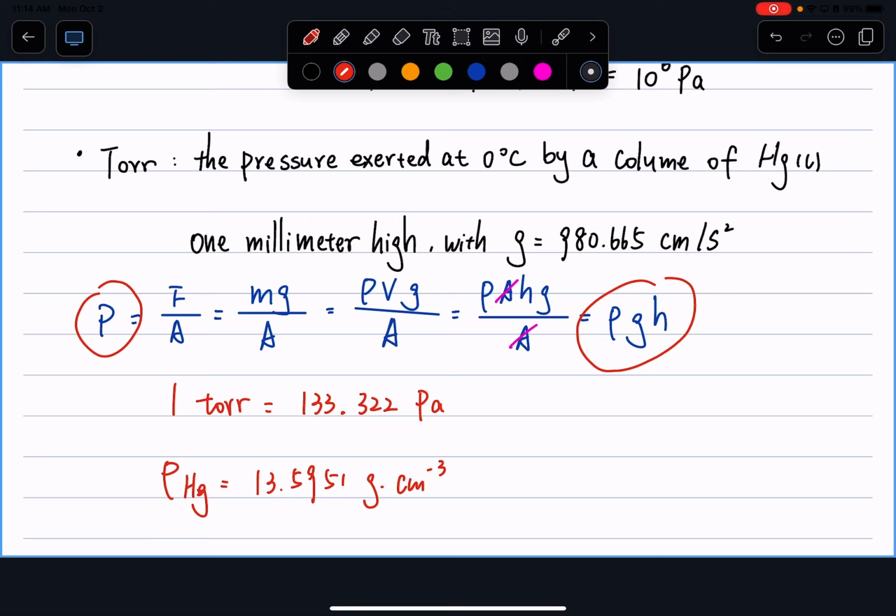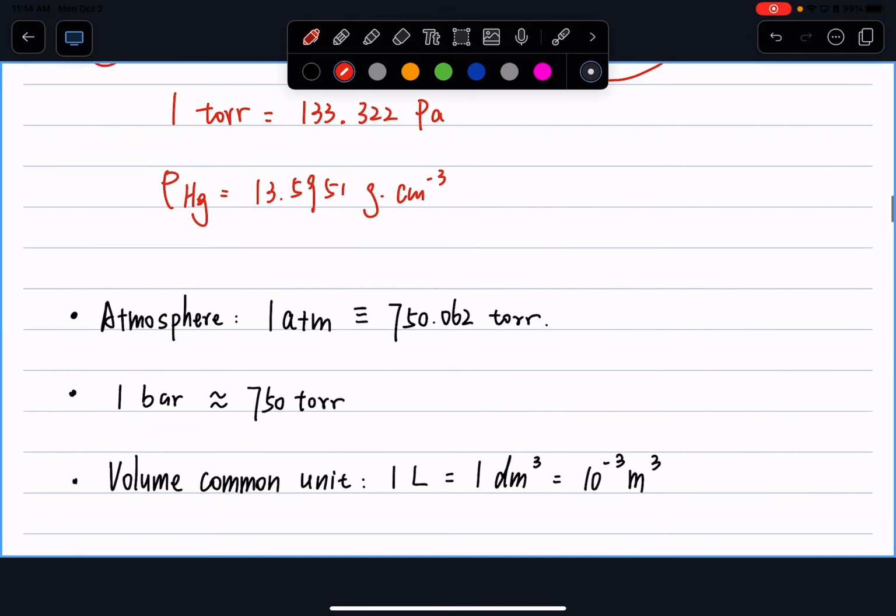And you should expect to know how to convert between different units of pressure and volume later on in this course. Other common units we use for pressure include atmosphere, or ATM. So 1 ATM is about 760 torr, or 1 bar. Bar is just an approximation of the atmosphere. They're really close to each other, but just a little bit different.